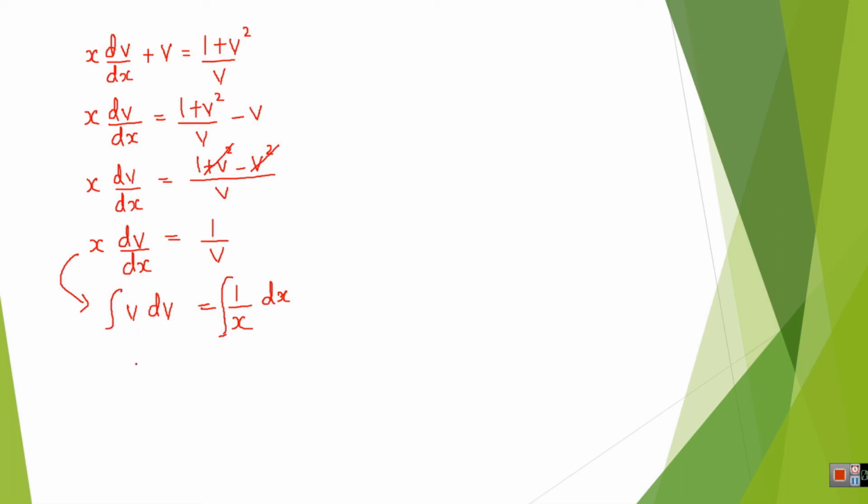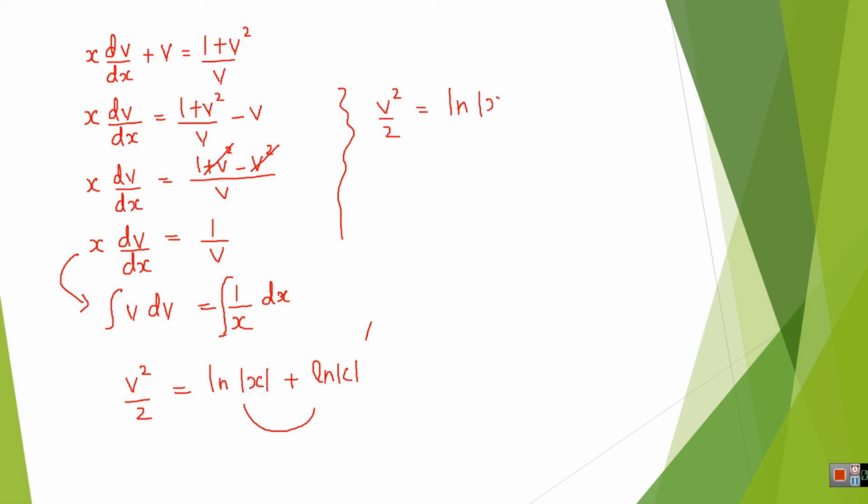So the integration of v with respect to v will give us v square over 2, and the integration of 1 over x is very clear. You already know that it is natural log of x, and you have to add some constant. So I am adding here log of c. You can add c, but just for simplification purposes I am adding log of c, it is a constant. Now we can use the property of logarithm here. We can write v square over 2 as it is, and with the help of the property of log, that is log of xc.